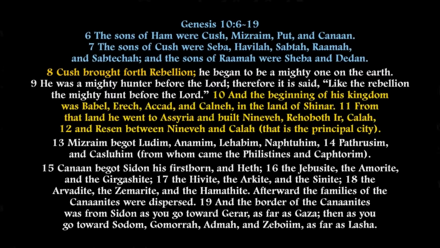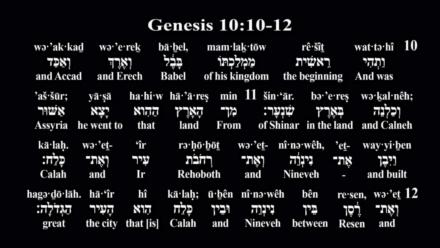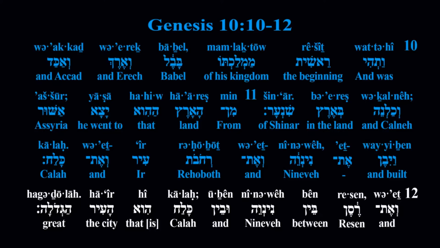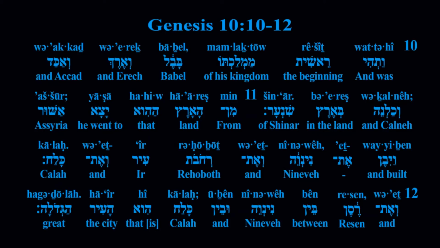Let's highlight and read about the kingdom of Nimrod in the original Hebrew. We read from right to left. And the beginning of his kingdom was Babel, and Erech, and Akkad, and Calneh, in the land of Shinar. From that land he went to Assyria, and built Nineveh, and Rehoboth Ir, and Calah, and Resen, between Nineveh and Calah, that is the great city.